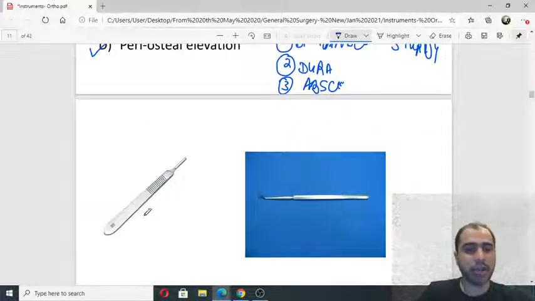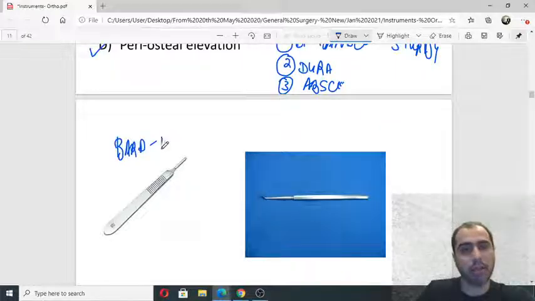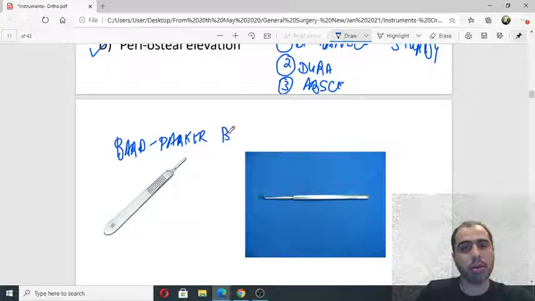This is your BP handle. This one, Bard-Parker handle, also called as Bard-Parker blade holder. It's the same thing. Which means it is going to hold your blades.